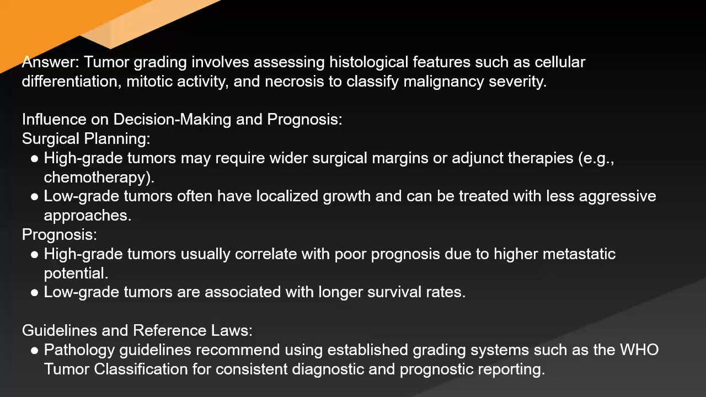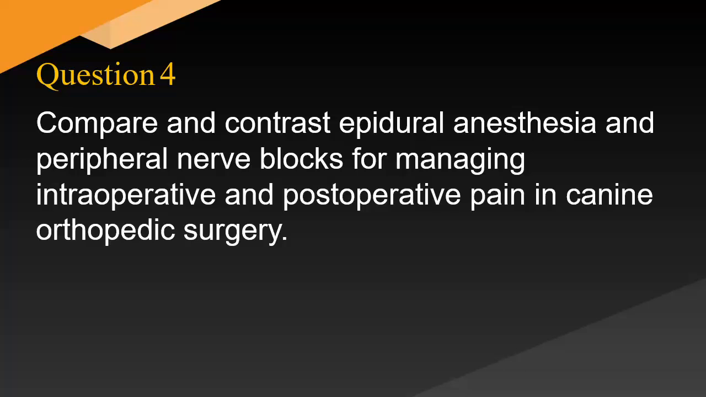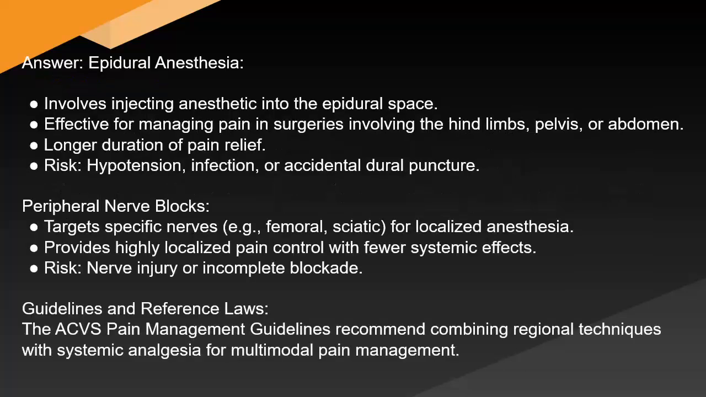and prognostic reporting. Compare and contrast epidural anesthesia and peripheral nerve blocks for managing intraoperative and postoperative pain in canine orthopedic surgery. Answer: epidural anesthesia involves injecting anesthetic into the epidural space, effective for managing pain in surgeries involving the hind limbs, pelvis, or abdomen. Longer duration of pain relief. Risk: hypotension, infection, or accidental dural puncture.